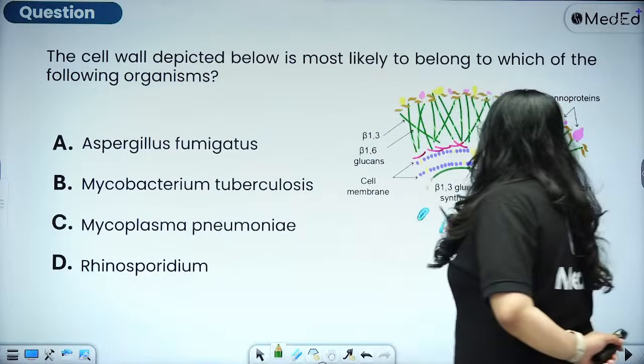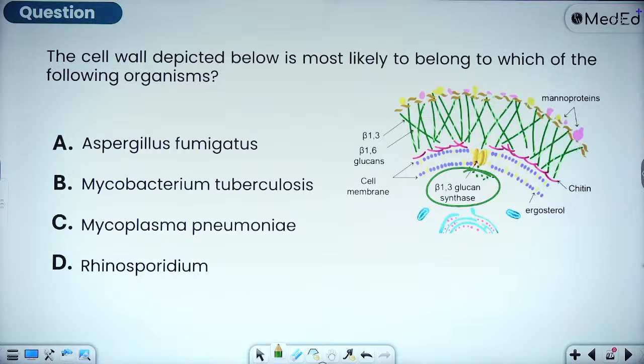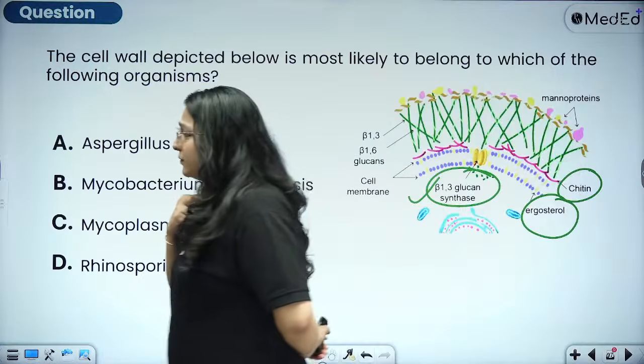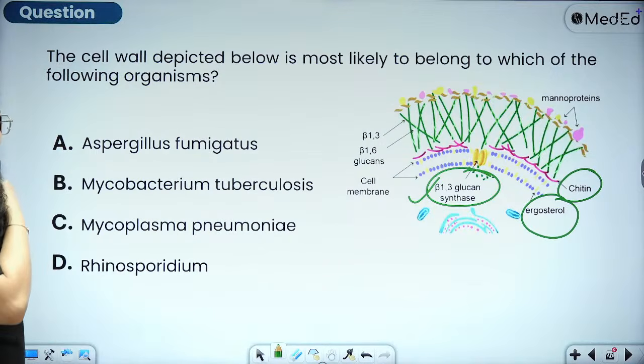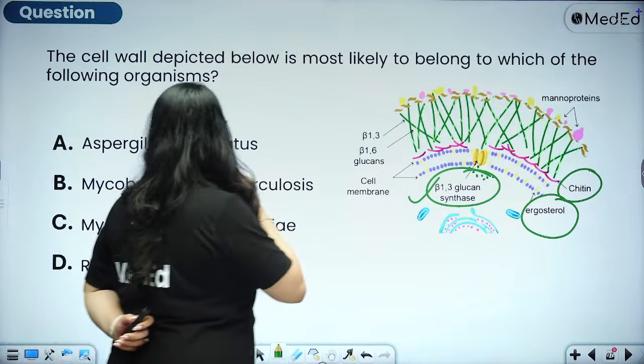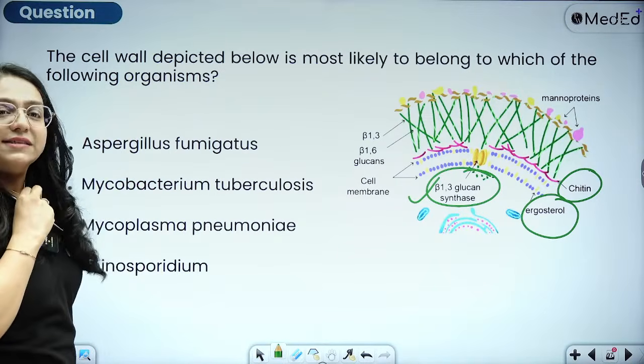You can see the beta-1,3 glucan synthase. You can see the chitin. You can see the ergosterol. You can see, most importantly, the beta-1,3 glucan. And so it could have been Candida, but have they written Candida? No. Now it also should have galactomannan. So it looks like a fungal cell wall to me.